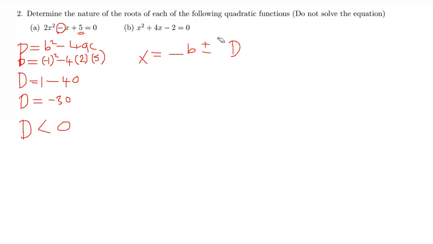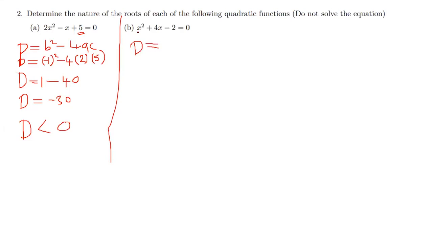So our conclusion on the first question is that this given quadratic expression has no real roots, or in other words, it has imaginary or complex roots. Let's also test B. Here we also use the same formula for the discriminant.